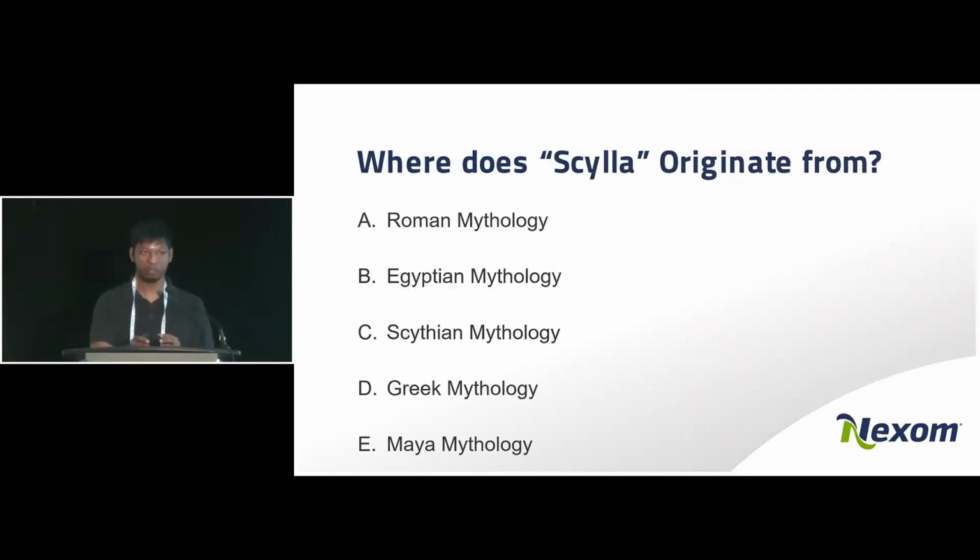Next, if any one of you here knows where the word Sila originated from, please raise your hand. It comes from Greek mythology, which refers to a creature that used to trap sailors in its tentacles.